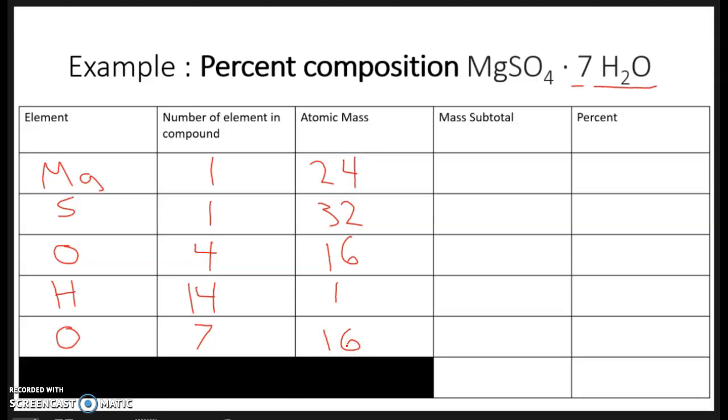Now the mass subtotal. This is where we get the total mass for each element in the compound.